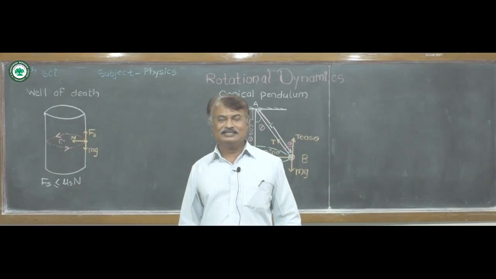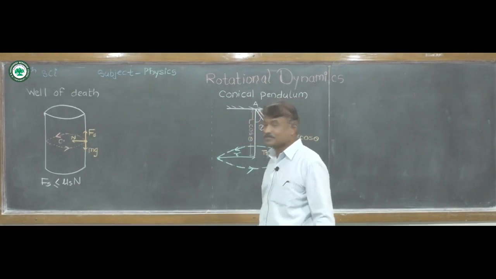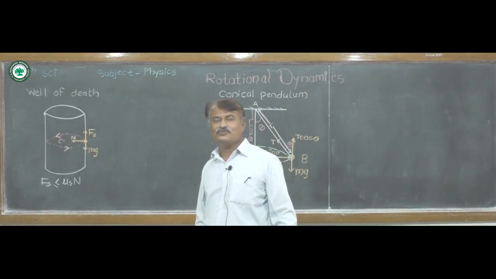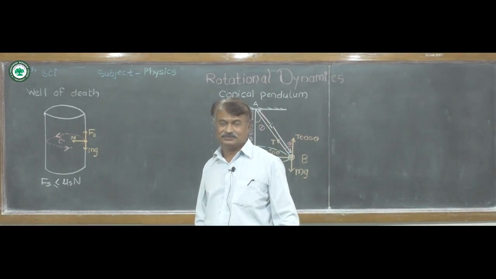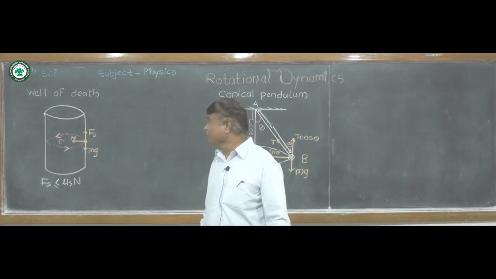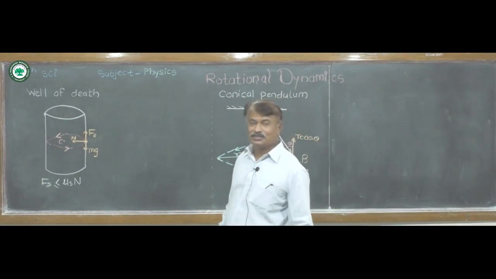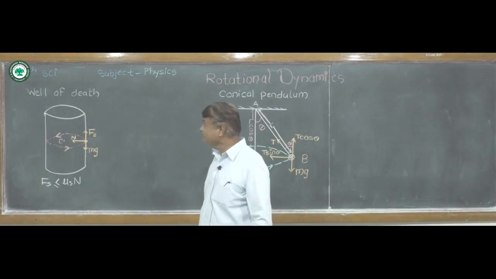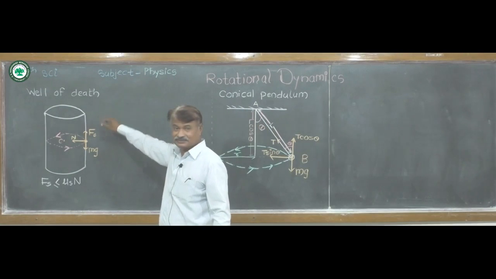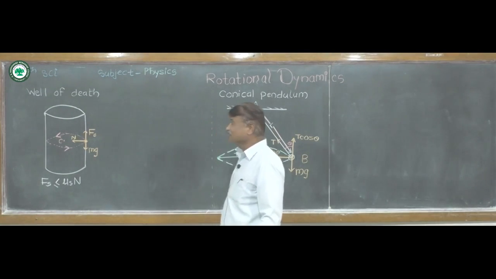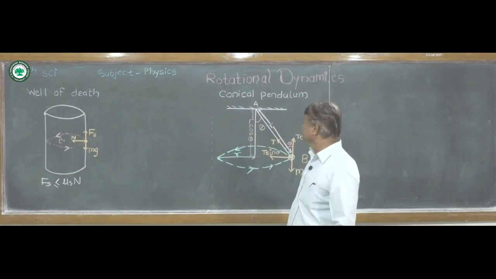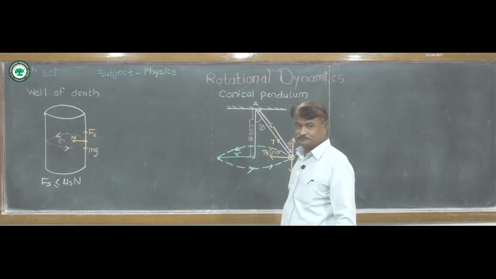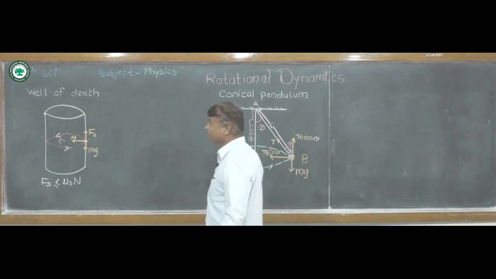Today I deliver a lecture on rotational dynamics. In that case, we study some applications of uniform circular motion. The remaining applications of uniform circular motion are a motorbike moving inside the wheel of death, and the last application of uniform circular motion is the conical pendulum. Now first we study the wheel of death.